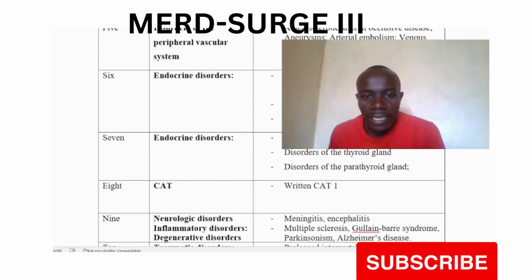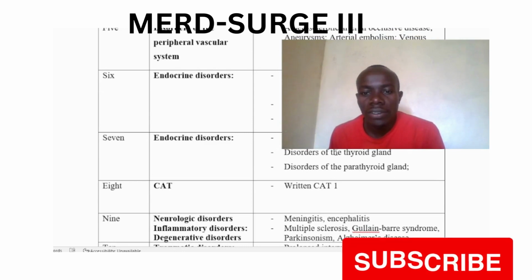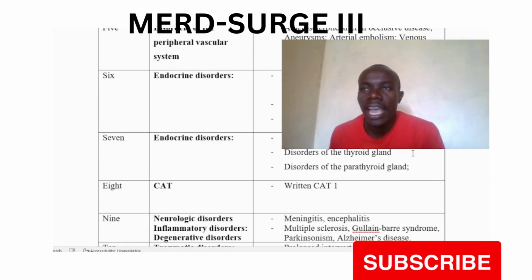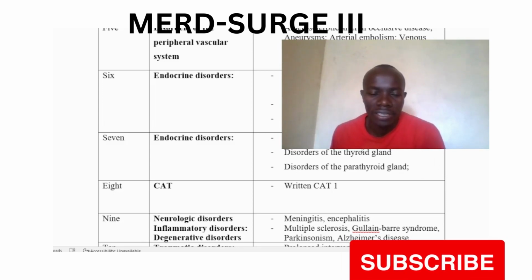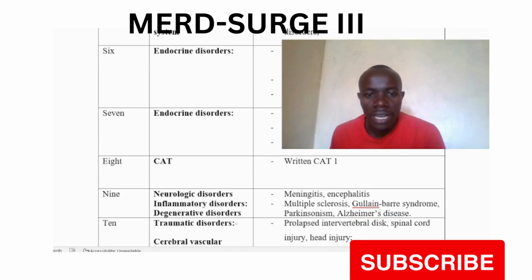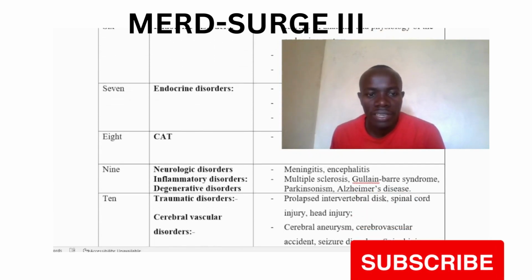Then we'll have the disorders of the pancreas, like diabetes. This is where it comes from. Disorders of the thyroid gland, hyper and hypothyroidism, and disorders of the parathyroid gland, the hyperparathyroidism and hypoparathyroidism. After that, we'll have our CAT, and it will be a written one.